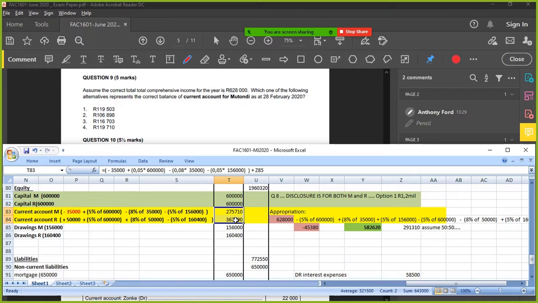that answer. Not an option, so there might be a mistake here. Let's check this again nicely. 5% of 600,000, that's correct. 8% of 35,000, that's correct. 5% of 156,000, that's correct. Minus 5% of 600,000, yes. 8% of 50, yes. 5% of that, yes.